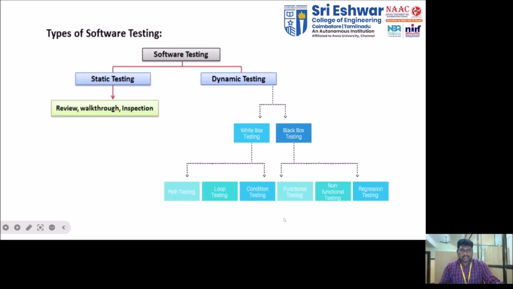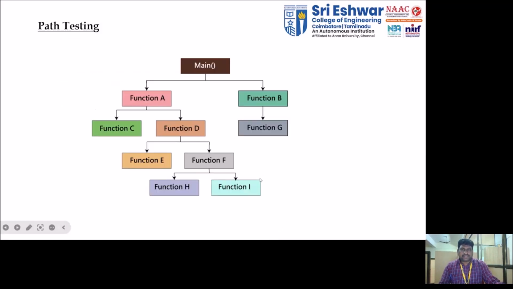The categories are path testing, loop testing, and condition testing. So three categories. The first one, path testing. Path testing means testing all the independent paths, for example the path from main to function G. First set the parameters and test whether the program is correct in that particular path, and in the same way test all the other paths and fix the bugs. So this is path testing.